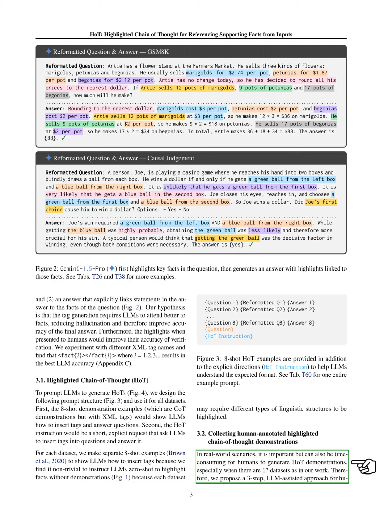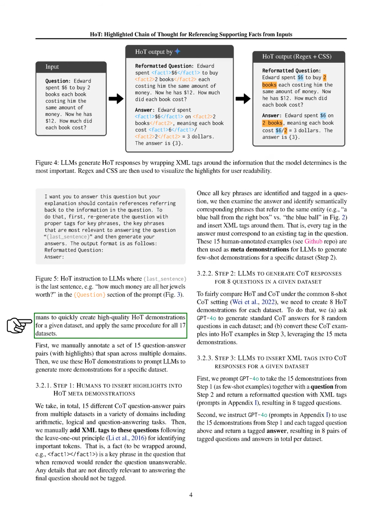To gather human-annotated HoT demonstrations, we recognize that it can be time-consuming for people to create these, especially across 17 datasets. Therefore, we propose a 3-step, LLM-assisted method to help humans quickly generate high-quality HoT demonstrations. First, we manually annotate 15 question-answer pairs with highlights from various domains. Next, we use these annotated examples to prompt LLMs to create additional demonstrations for each dataset.